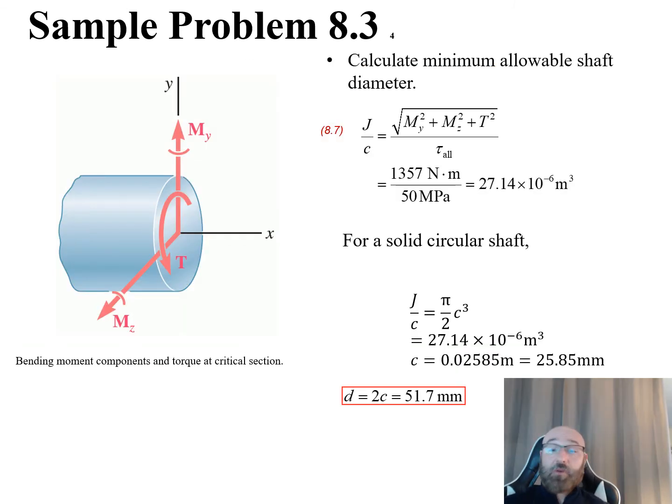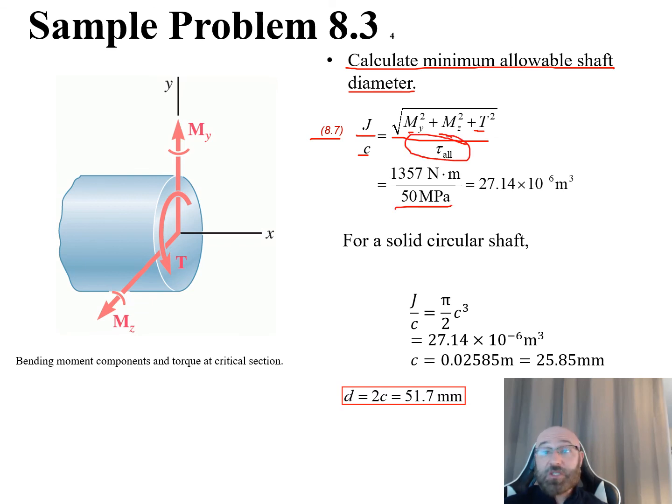So now if we go back to our problem statement or look back at our setup page for this problem, we realize we still have one more thing we need to solve for. What we want to do is calculate that minimum allowable shaft diameter. So for this, our governing equation is equation 8.7 in our textbook that we discussed earlier in this module, that our J over C, our polar moment of inertia over that distance C, is equal to the square root of the sum of the squares of our My, Mz, and T that we just talked about and solved for on the previous page, all over our tau allowable right there.